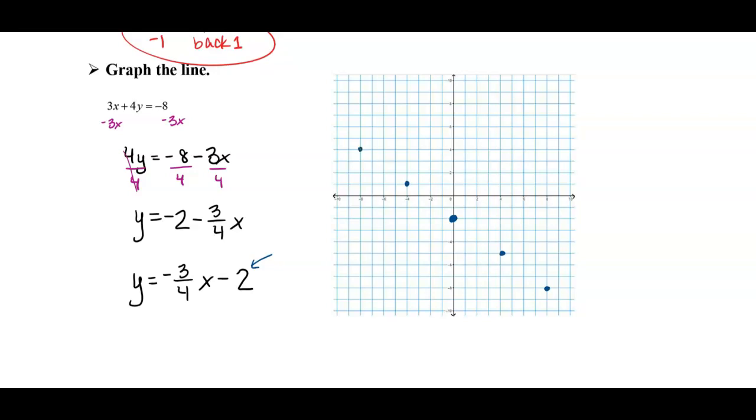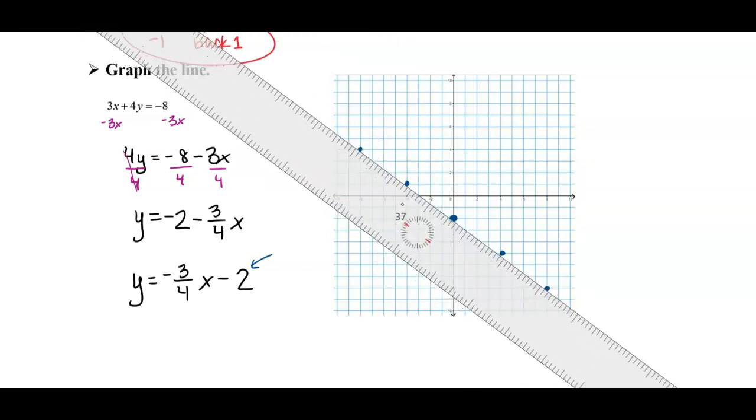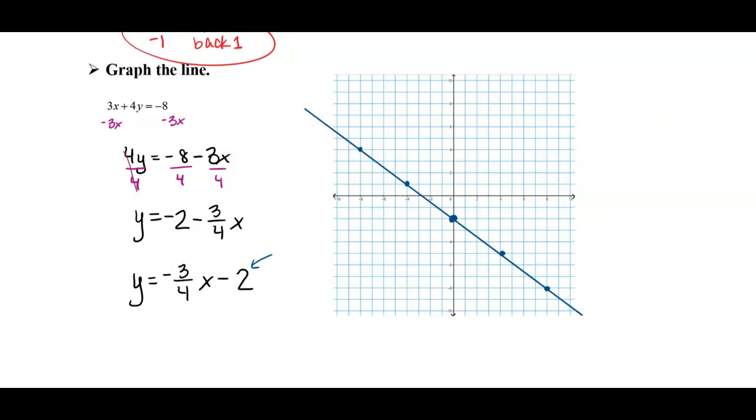And then all those dots can be connected by a ruler. If you do this correctly, you should end up with all these dots in a straight line that you can draw a line through with a ruler.